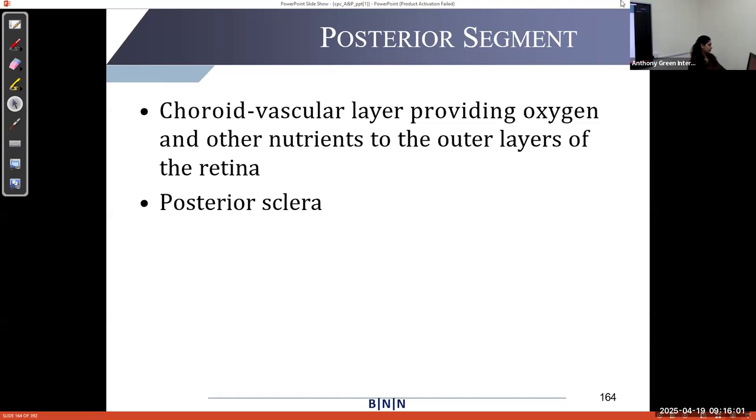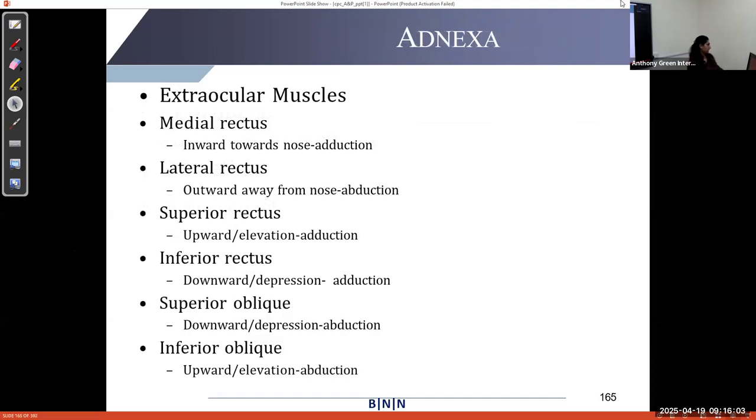Then posterior sclera. Extraocular muscles again have so many subdivisions, but you can just go through them, not so important. Medial rectus is inward. You can see adduction and abduction there. What are adduction and abduction? Any idea? These muscles are for the movement of the eye. Extraocular muscles are for movement of the eye, and based on that, we say adduction and abduction.